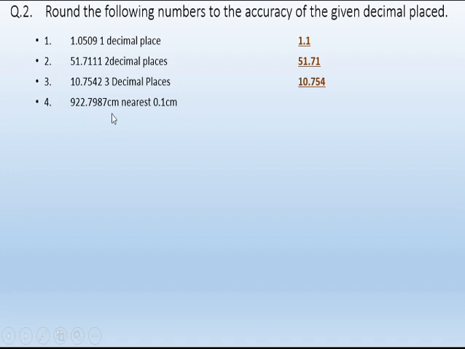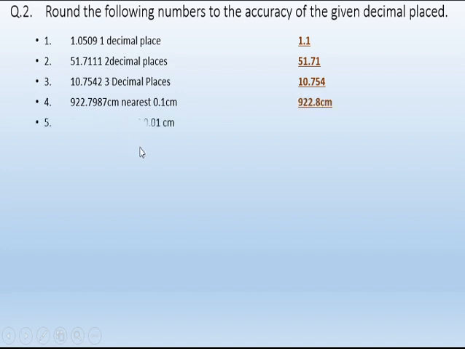Now the next example is 922.7987 centimeter to the nearest 0.1 centimeter. What do you mean by 0.1 centimeter? 0.1 centimeter means 1 decimal place, because after the decimal point there is one number, so we'll be keeping 1 decimal place and the rest of the number, 987, will be removed. But whenever we are removing 9, which is 5 or more, we'll be adding plus 1 to the next remaining number, which is 7. So our number will become 922.8. So this will be your answer.